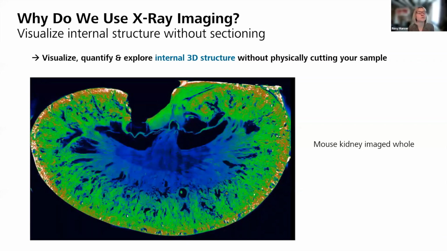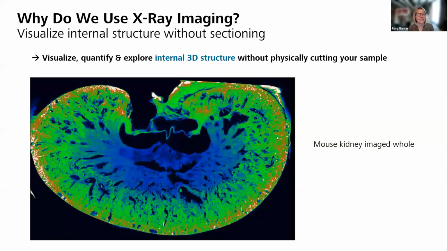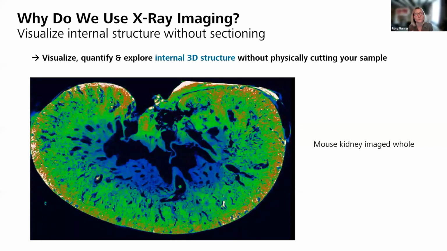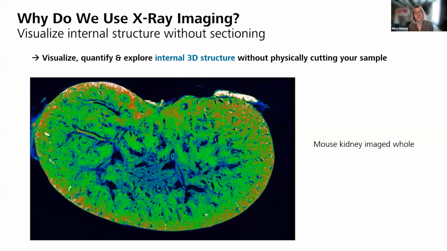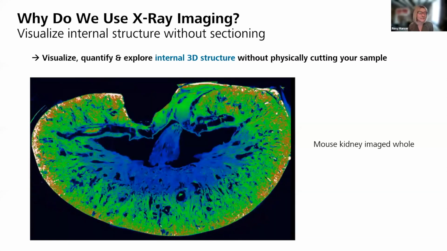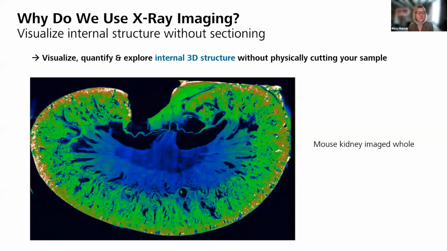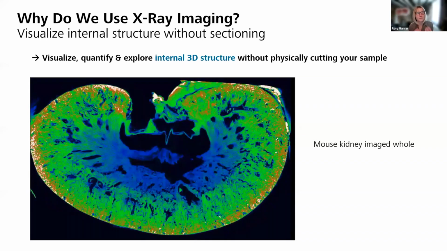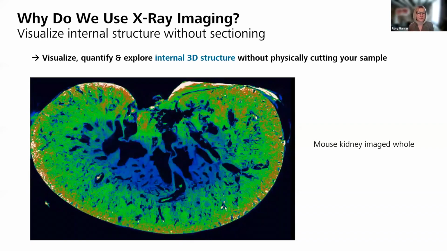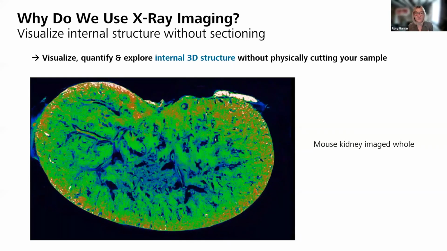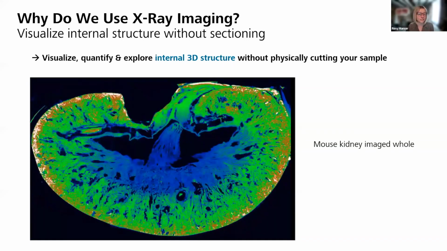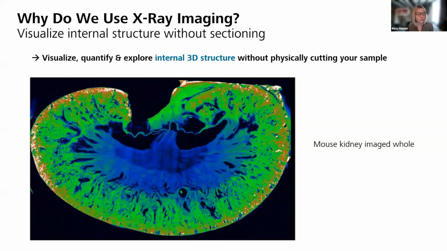So why would you want to use X-rays at all? It's this access to internal structure without physically having to section that makes this technology space so exciting. This mouse kidney, and Liz showed wonderful examples in the previous talk, is an example of being able to reach this kind of information without physically having to section the specimen. That's really what's so tempting, and how this technology complements other imaging technologies that you might have available at your fingertips already.